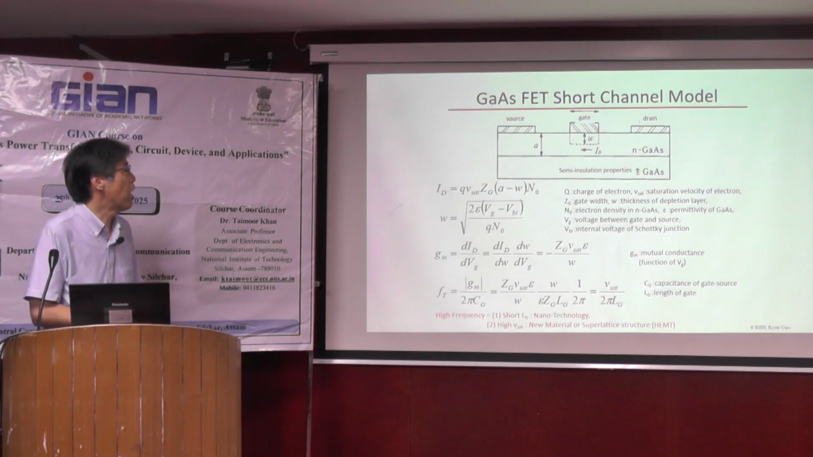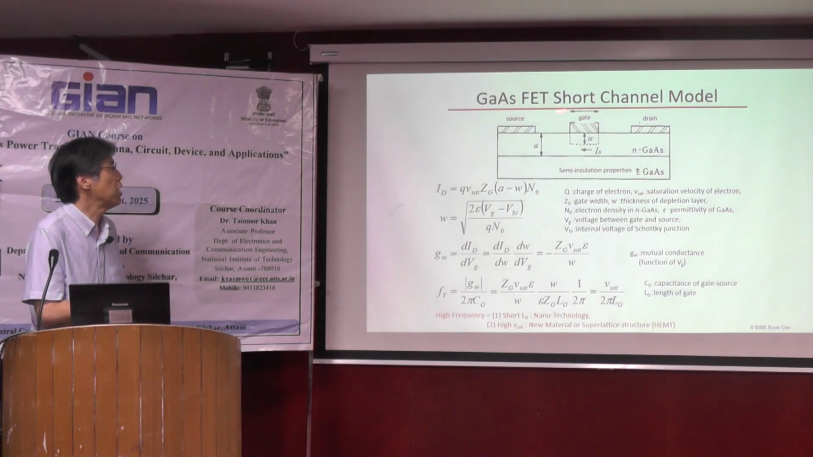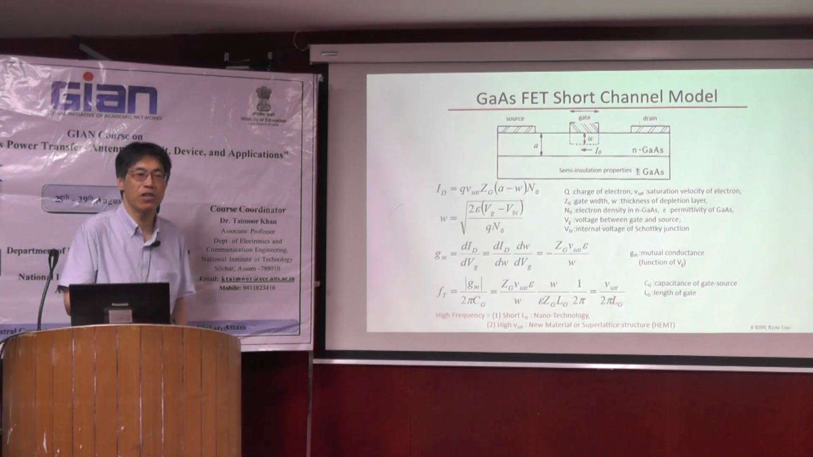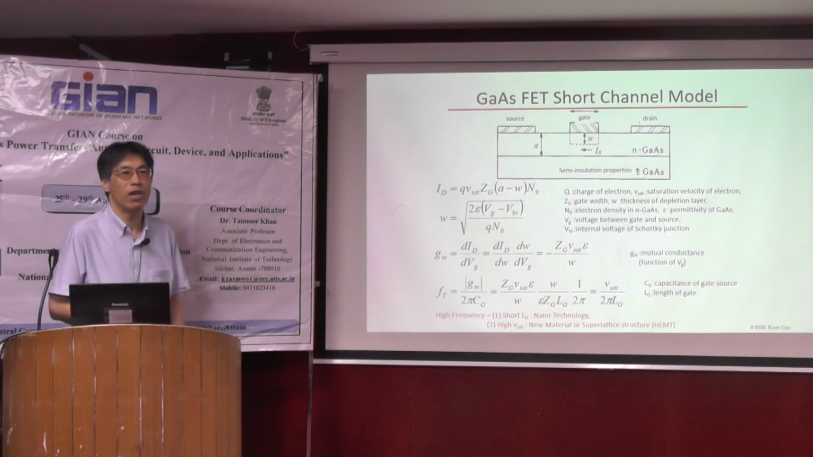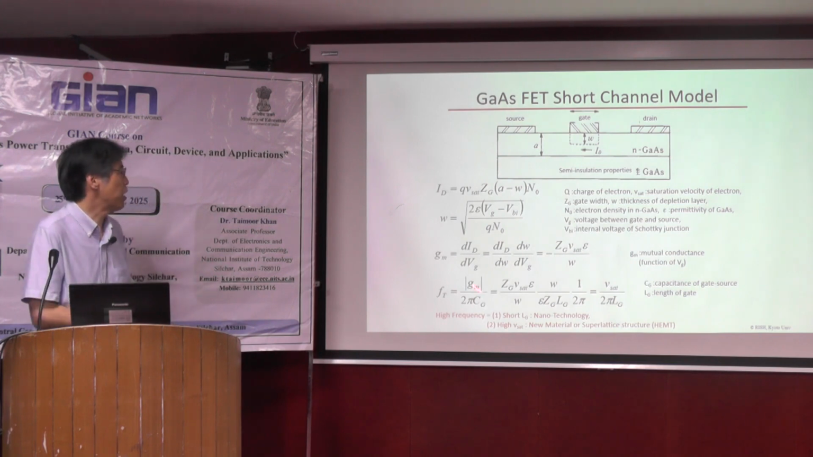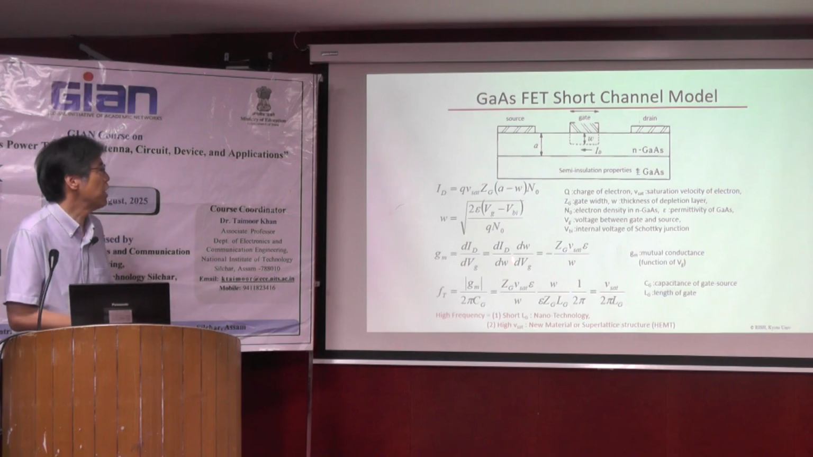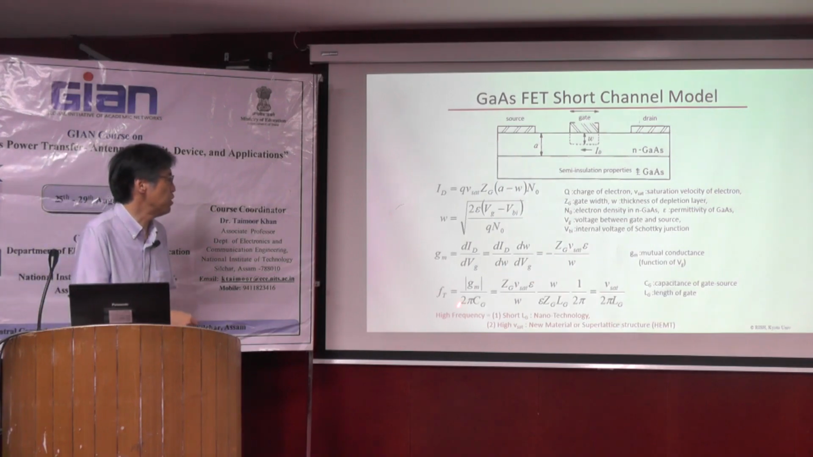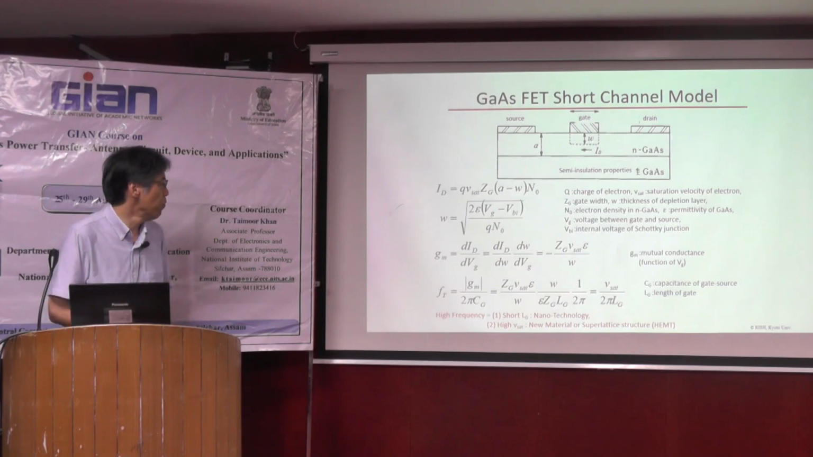And this is one example of the gallium arsenide FET short channel model. As you know, at very low frequency the transistor has a base, emitter, collector, but in the case of gallium arsenide, it is named source, gate, drain. And these are typical parameters of the gallium arsenide FET. And FT is here, and FT is decided by this equation.